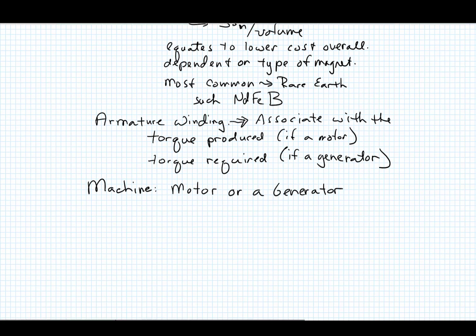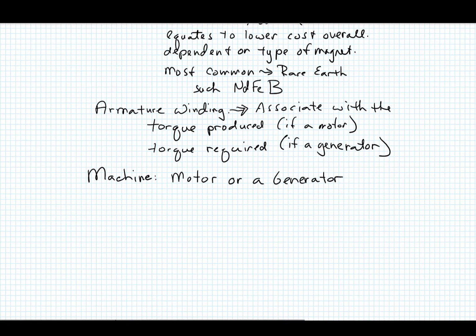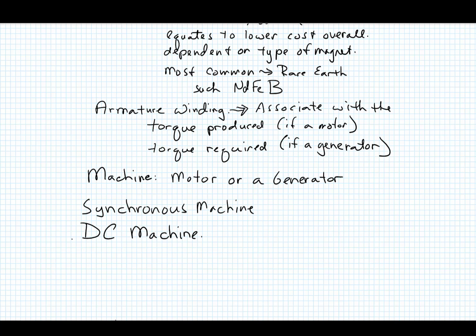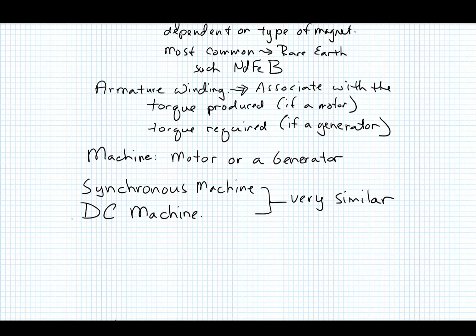Now, the second type of machine that we are going to talk about in this class is a DC machine. So far we have a synchronous machine and we have a DC machine. Now these two machines are very similar, as you'll see very soon here. But there are some distinct differences between them that I'm going to point out and that you should pay attention to. The third type of machine that we're going to talk about is, in general, called an asynchronous machine.